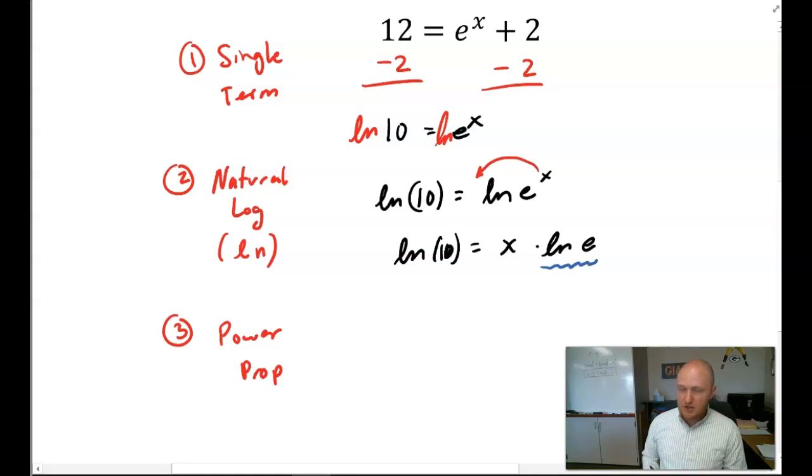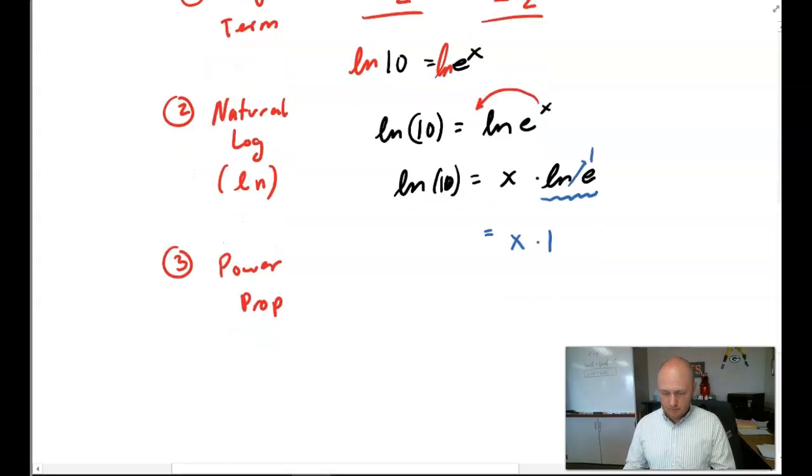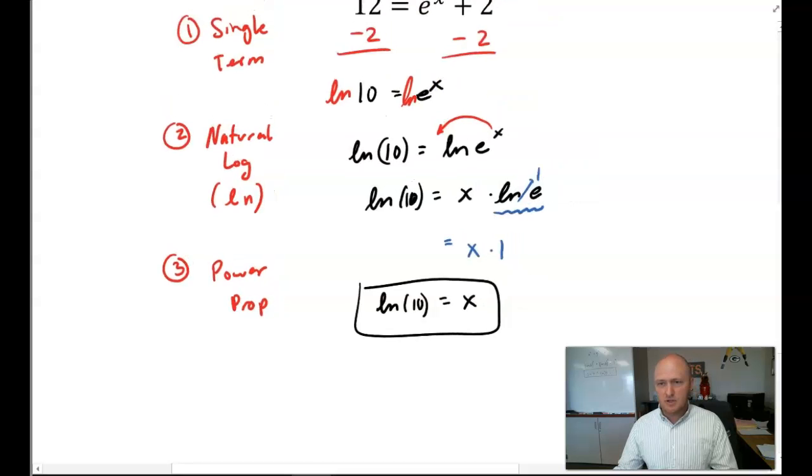Here's where we're going to use that new property that we learned today. The natural log of e goes to 1. So this is just x times 1. So our answer is x on the right side, which gives us our answer. x is equal to the natural log of 10.